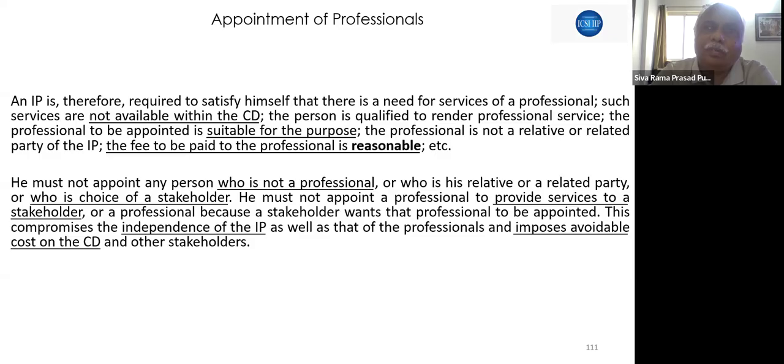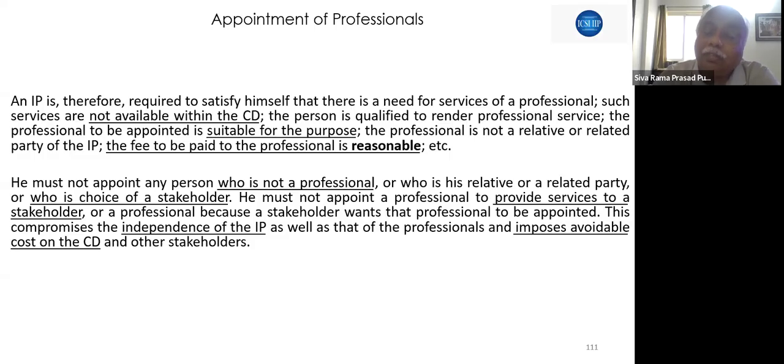Suppose valuers: not the general valuers, but those registered with a registered valuers organization, whether for land and building, plant and machinery, or securities valuation, whatever the IBBI regulation states. The professional should not be a related party. The fees to be paid to the professional should be reasonable. It depends upon the size and the quantity of the work. If it is only a 6-month or 1-year period, then you have to reduce the fees. Lavish expenditure should not happen.